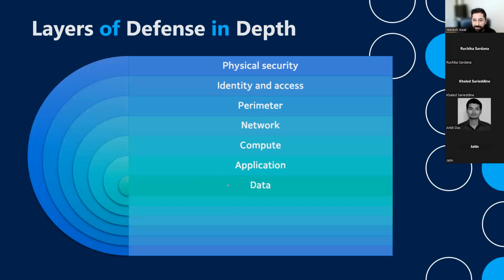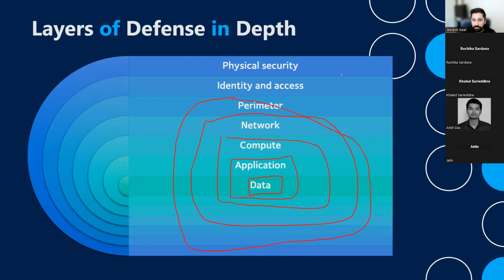Now, what happens these days, or what used to happen previously as well, you used to have data stored maybe in a database. There used to be an application on top of it, which was able to access the data. You had some server that was actually your compute source. You had a network through which you could access this. You have a perimeter that's surrounding it.